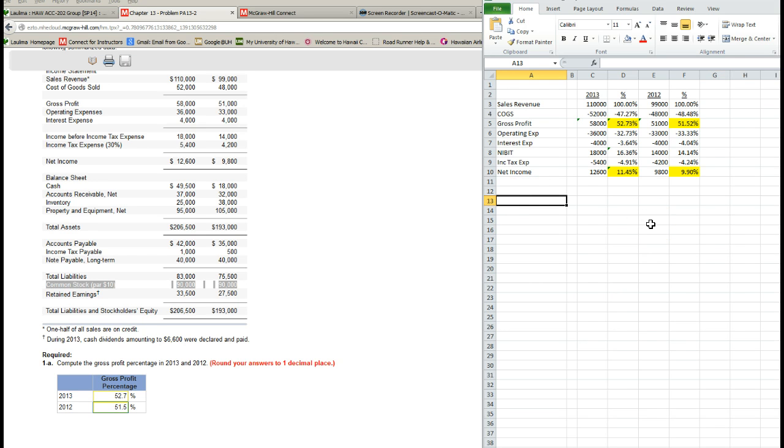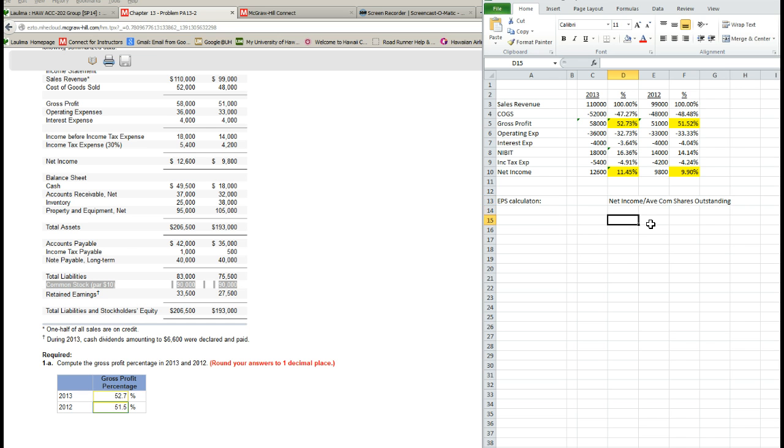Let's do a short calculation here on Excel. EPS, and the formula again is net income divided by average common shares outstanding.